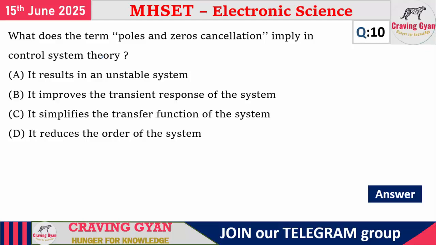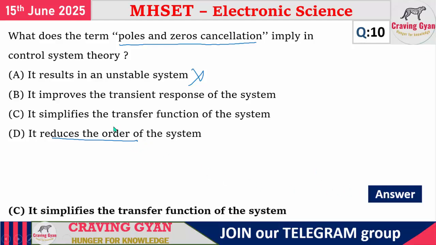In the 10th question, what they have given is, what does the term pole-zero cancellation imply? It results in an unstable system. This option is wrong. It improves the transient response of the system. It is wrong. It simplifies the transfer function of the system. It reduces the order of the system. Reducing the order of the system, if you want to do, you are going to add zeros to it. At that time, the order will get reduced. So for this, the corresponding option is option C.